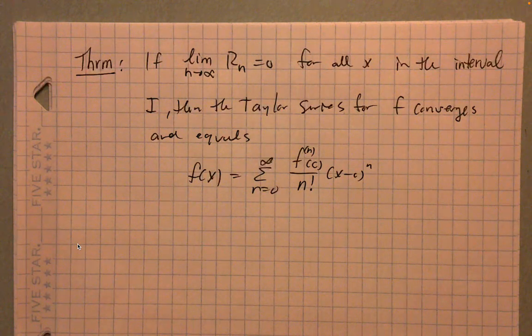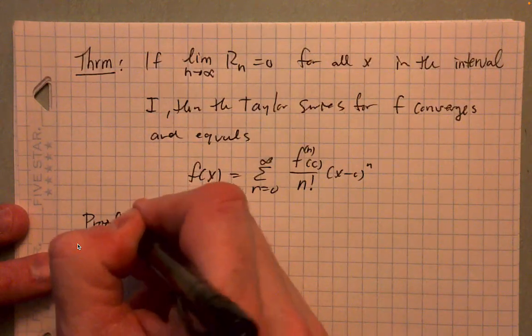Okay, so if the sequence of remainders converges to 0, meaning the remainders get smaller and smaller as you go further and further out into the series, then basically that tells you that the Taylor series converges to f. Okay, let's prove this. We can prove this pretty easily, actually.